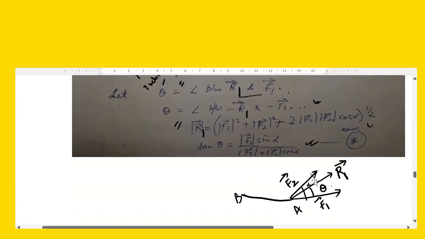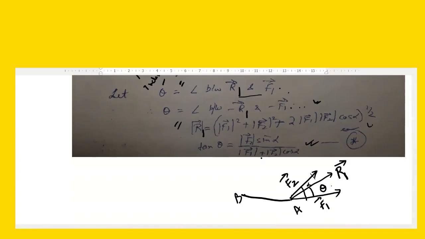So I am using this theta, the angle between R1 and F1. Similarly, the angle between minus R1 and minus F1 is also the same, because minus R1 is parallel to R1 and F1 is parallel to minus F1. If the angle between these two lines is theta, then for the parallel lines the angle will remain the same. Now R1's magnitude is given by this expression, where alpha is the angle between F1 and F2, and tan theta will be given by F2 sine alpha by F1 plus F2 cos alpha, using this figure. These two are known things you can recap from any vector theory class. Let me see how it will help us prove it.